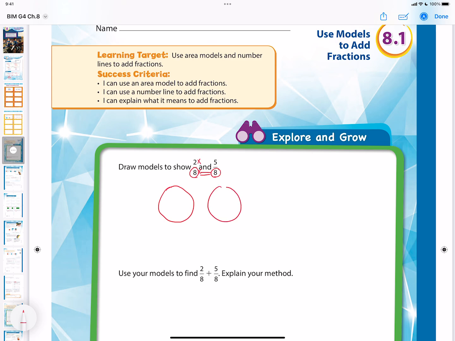Let's say we have a whole pie of pizza. Okay, and then 1, 2, 3, 4. When you cut 4 times, we have what? 1, 2, 3, 4, 5, 6, 7, 8 pieces of pie. Okay, and then you are taking 2 out of 8. Okay, this is the model of 2 over 8. And then your friend is taking 5 slices. 1, 2, 3, 4, and 5 out of 8. That's what it represents, 5 over 8.